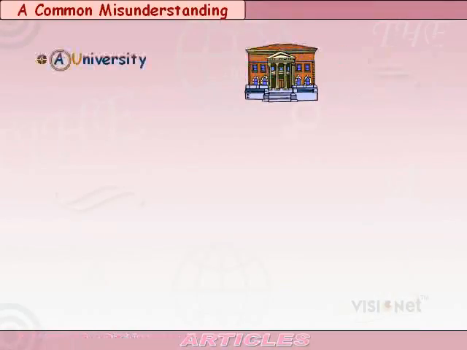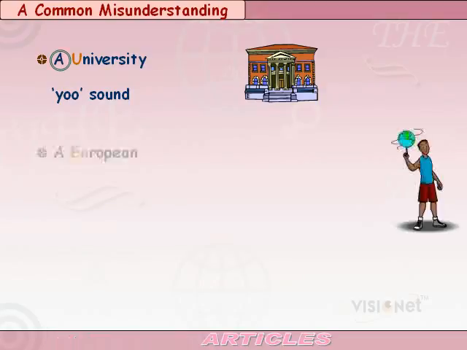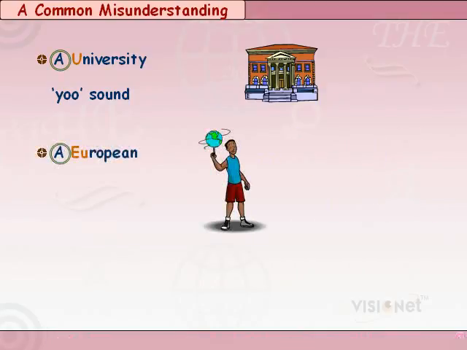A university. Now in this word, U is a vowel, but its sound is not vowel. It gives a yu sound. It doesn't come directly out of the vocal tract. In the same way, the next word, European. It begins with two vowels, E and U. Still we will use a before this because the sound is yu. The sound is not a vowel sound, it's a consonant sound.